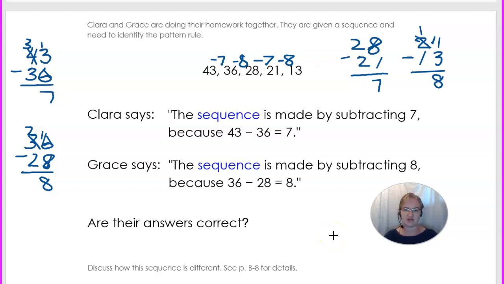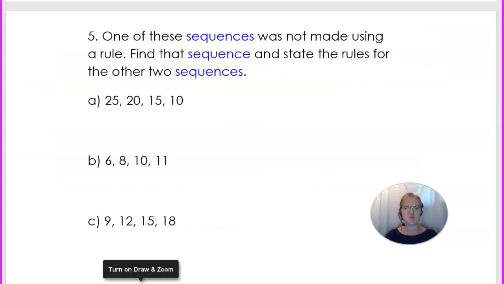So who is correct? They're both correct, but they're also both wrong because the sequence is made by first subtracting 7, then subtracting 8, then 7, then 8, and so on. So this one is a little bit of a different rule and a little bit different to figure out.